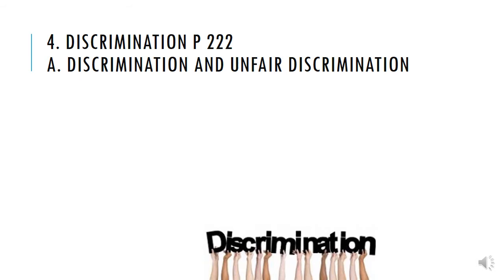Okay, so we're starting on page 222, discrimination and unfair discrimination. Now, discrimination is a particular form of differentiation. It's a differentiation on illegitimate grounds. Remember, we spoke about mere differentiation in the previous lesson, which would not be unfair discrimination. But when we differentiate on illegitimate grounds, then we have discrimination.